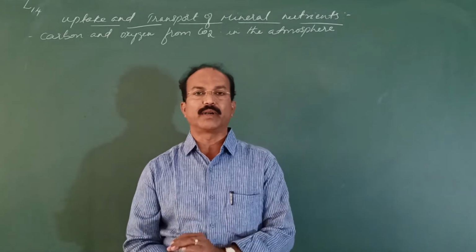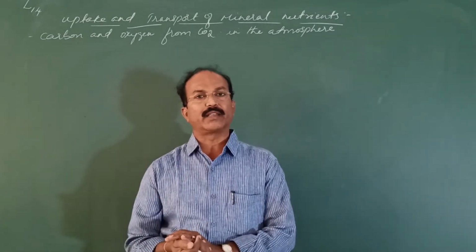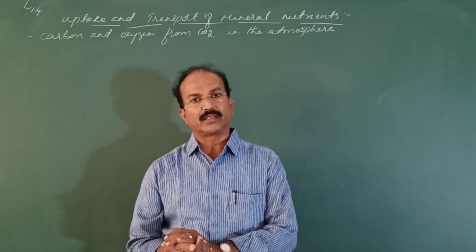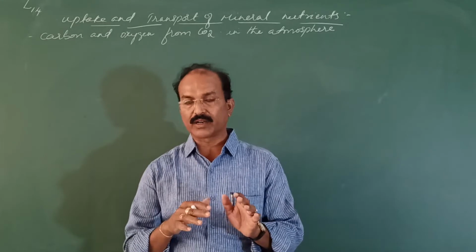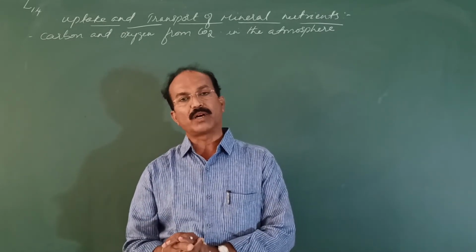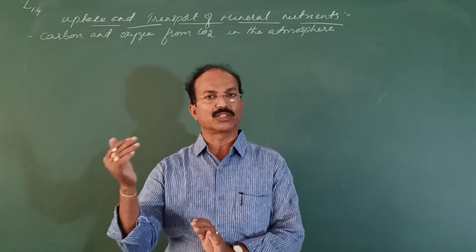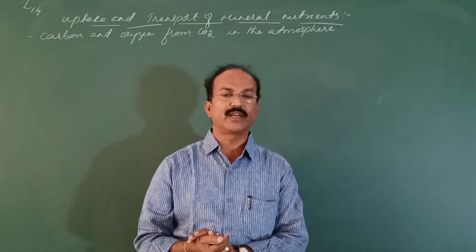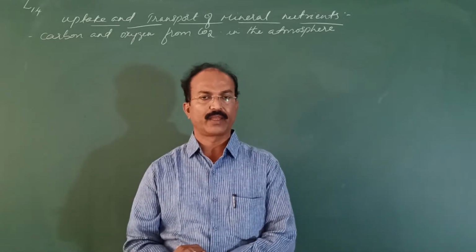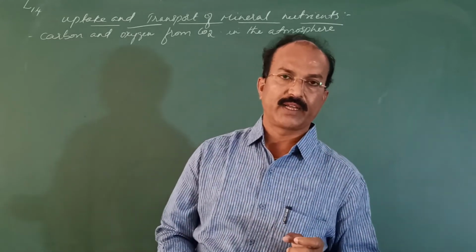How? By simple diffusion. That means the carbon dioxide in the atmosphere, when compared to the internal leaf, is higher. The internal leaf has less carbon dioxide, and outside in the atmosphere there is much more. So the carbon dioxide diffuses from higher concentration to lower concentration into the leaf when the stomata are open during daytime.